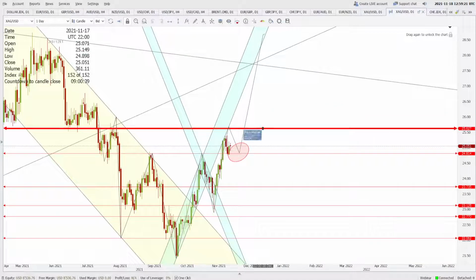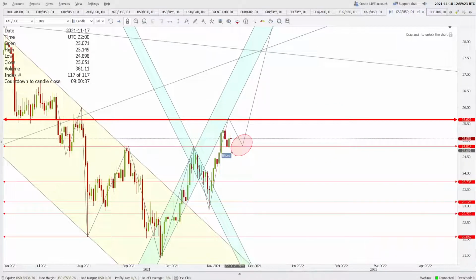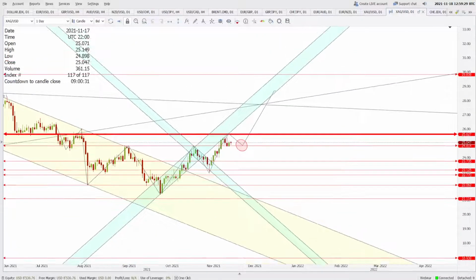I think this is still a good area to open a buy position with a small stop loss below the low of this candle, and that is 24.75, and targeting 25.62 and 29.83 in the coming days.